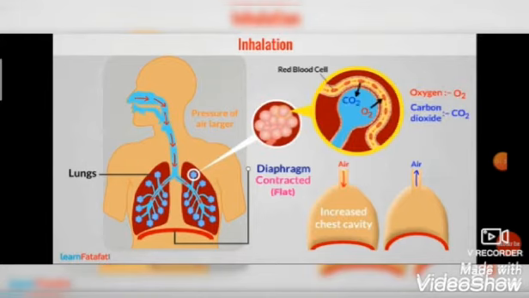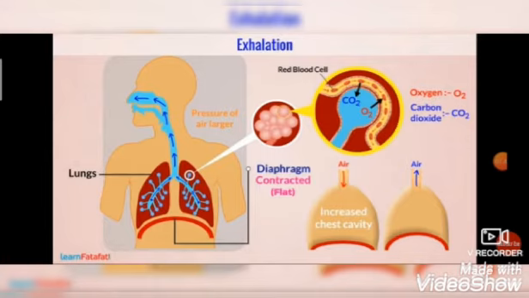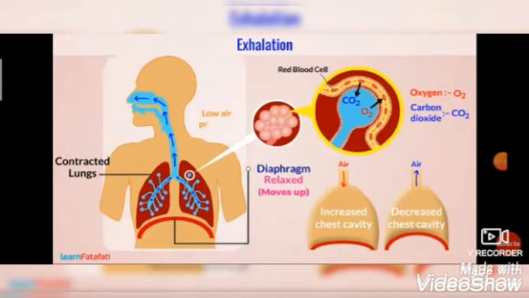After absorption of oxygen from the air into the blood and release of carbon dioxide from the blood, the exhalation begins. During exhalation, the diaphragm relaxes. It moves up and decreases the chest cavity, due to which the lungs get contracted. So, the pressure of the air inside the lungs becomes greater than the outside. To equalize the pressure, the excess air gets rushed out of the body through the nostrils, and this is called the exhalation procedure.